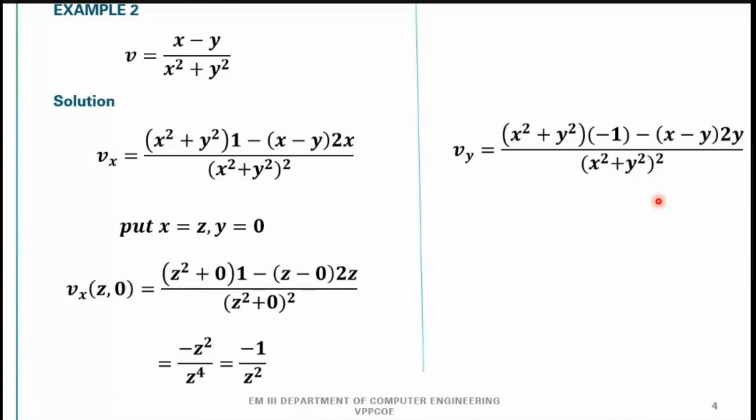Again, put x is equal to z, y equal to 0. Tell me what will be Vy then. When I put x is equal to z, y equal to 0, tell me what will be the value of Vy at the point z comma 0.